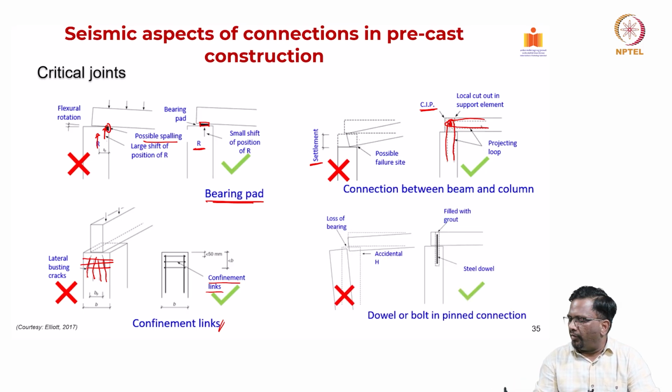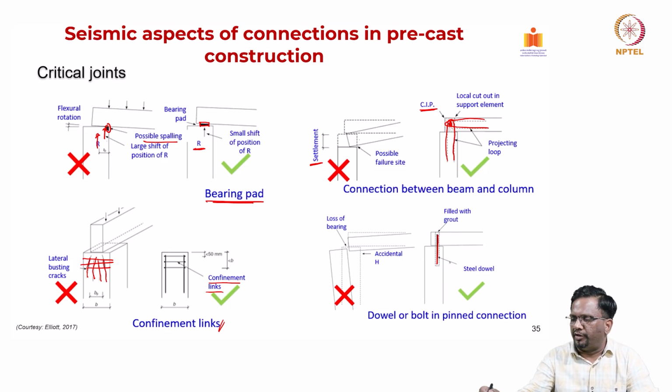The next one is a dowel or bolt in a pinned connection. So, we talked about this. Usually it is better to provide some kind of a dowel even though it is simply supported. The dowel will help in case there is any loss of bearing, so that the element is not going to fall off.